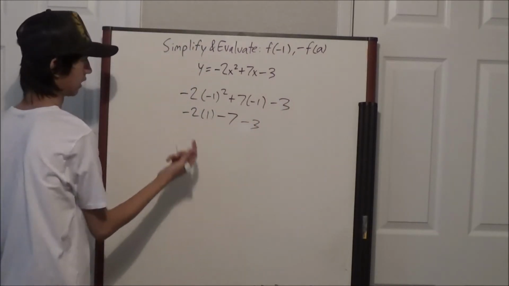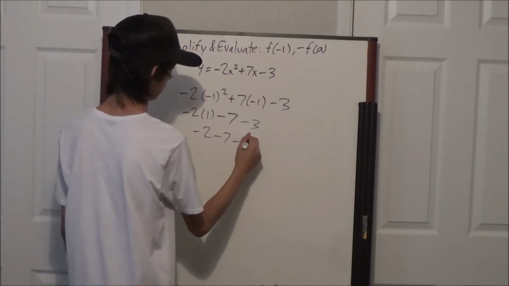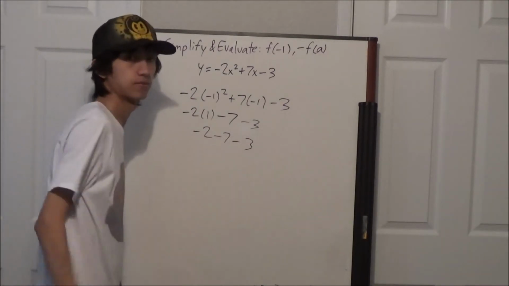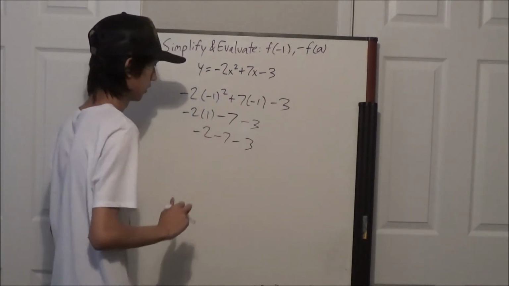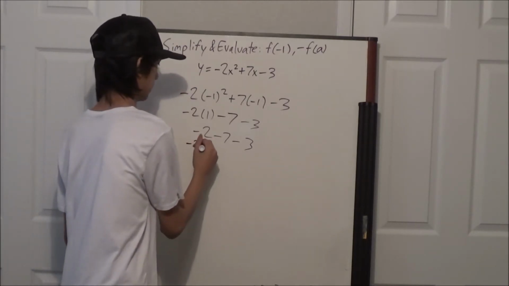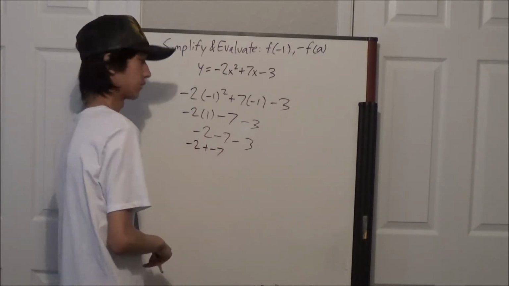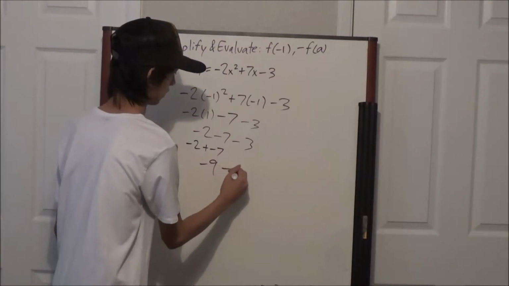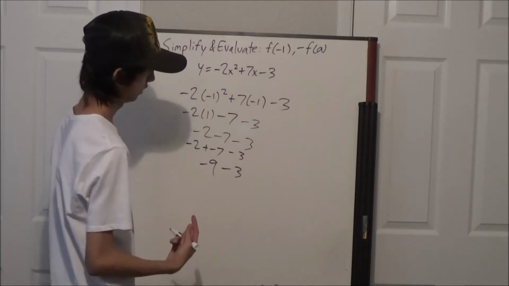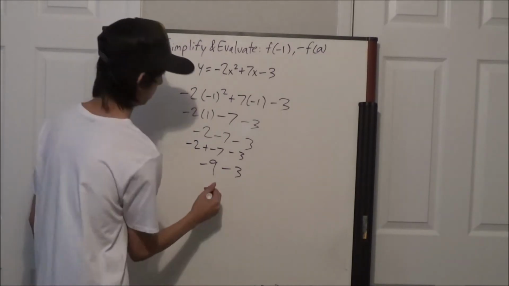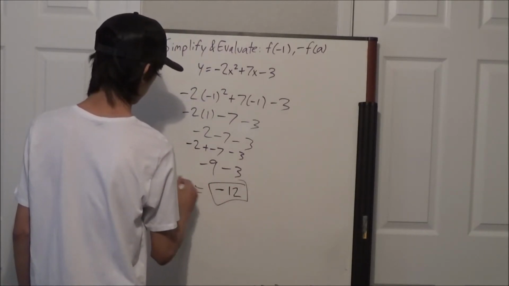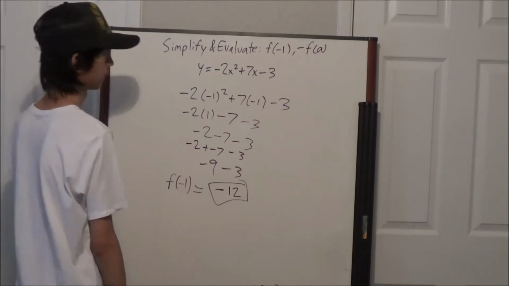And then this is negative 2. So you're left with negative 2 minus 7, minus 3. Okay. Here we go left to right. Starting with the left side, negative 2 minus 7 is what? Negative 9, because this is the same thing as negative 2 plus negative 7. So this is negative 9 minus 3. Negative 9 minus 3, same thing as negative 9 plus negative 3. So that's negative 12. Okay.